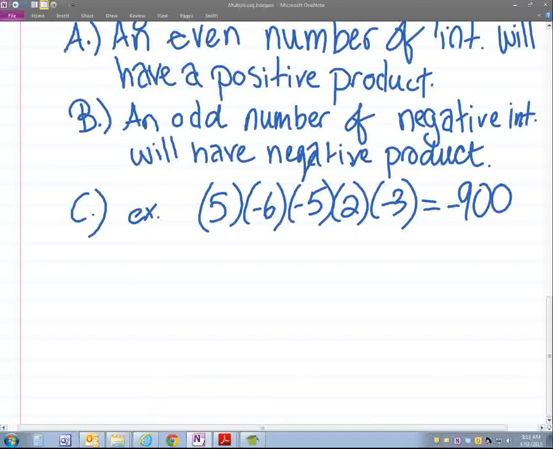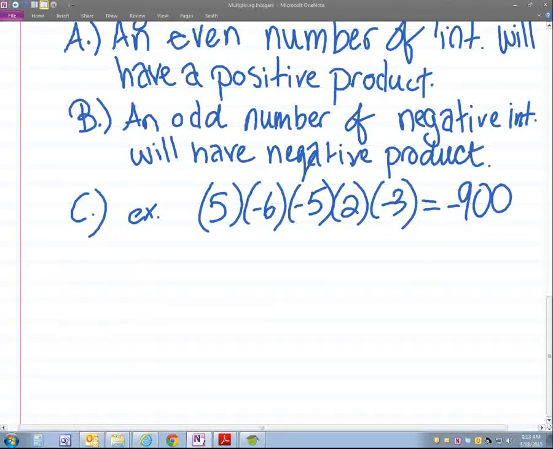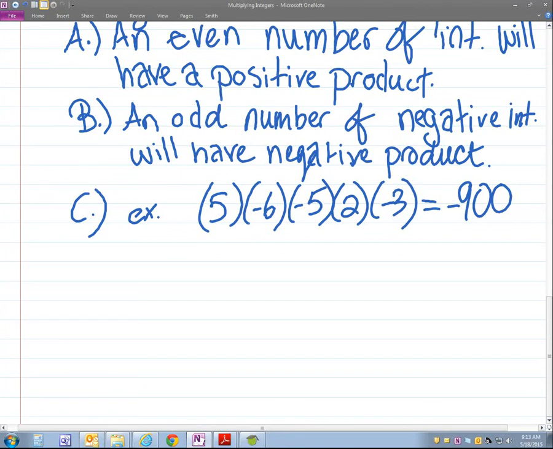Okay? Good. And we're going to have a quiz on Wednesday over integers. Wednesday. Because tomorrow we're going to do some division. It's going to be very similar.